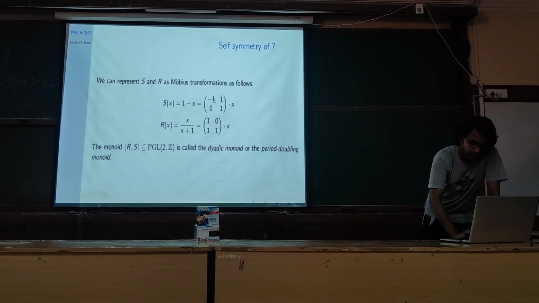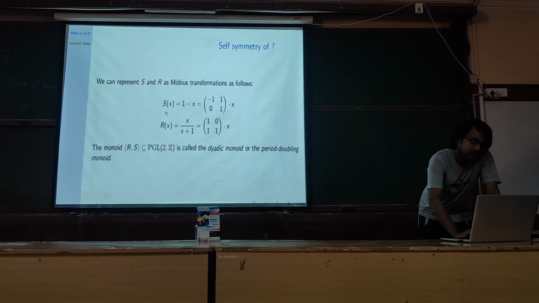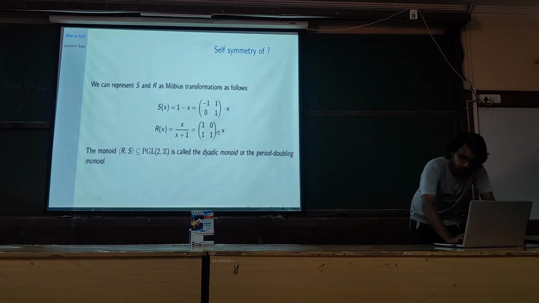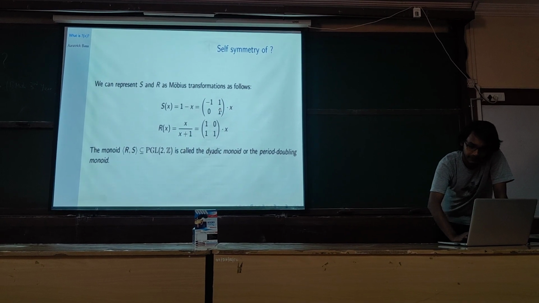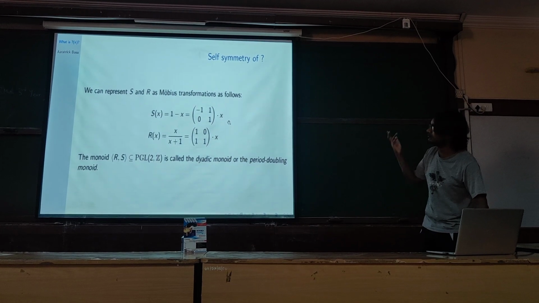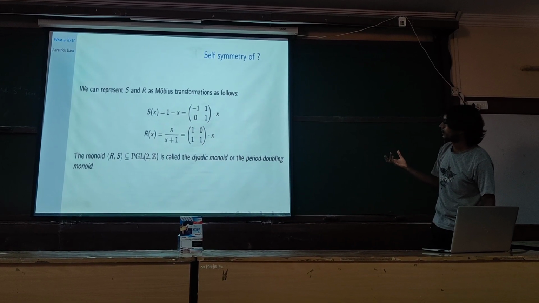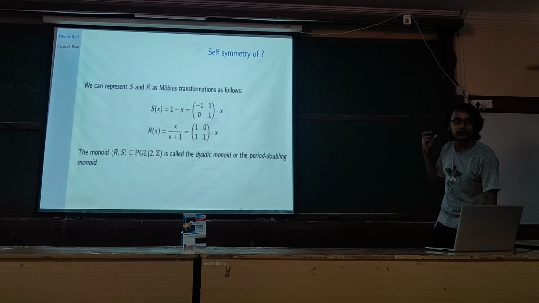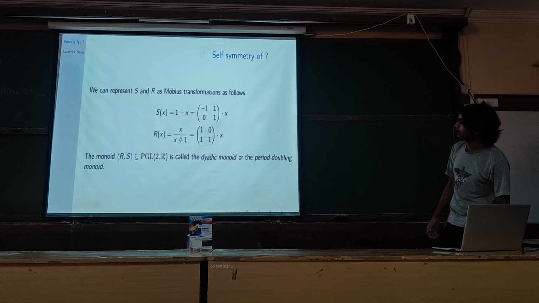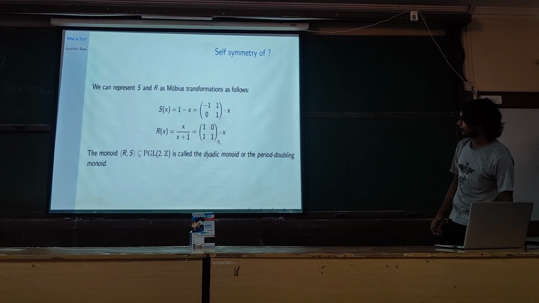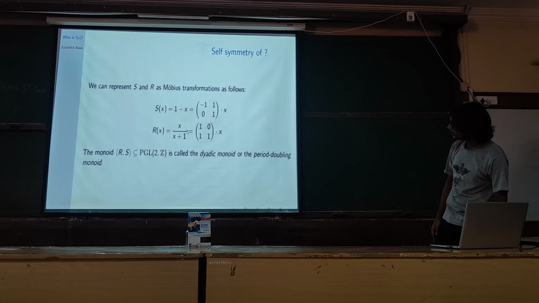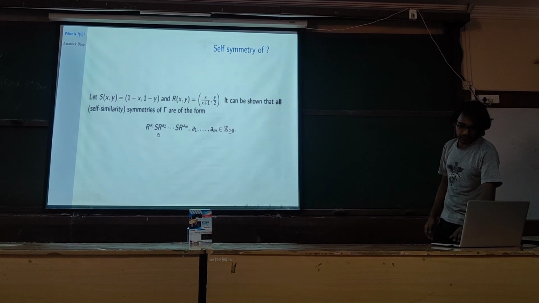And so we can represent S and R as Möbius transformations by defining f(x) to be 1 minus x, treated as the matrix (-1, 1; 0, 1) acting on x. So here we are using the usual convention that the integer matrix, or even real matrix, (a, b; c, d) acts on a number x by the Möbius transformation (ax+b)/(cx+d). So it's basically just (-x+1)/1, and similarly R(x) = x/(x+1) gives you this matrix. Note that this matrix has determinant -1 and this matrix has determinant 1. So as I said, you cannot plug in R to the -1.